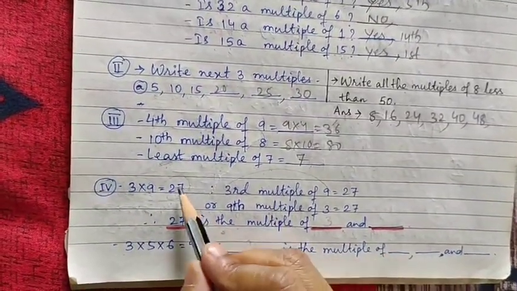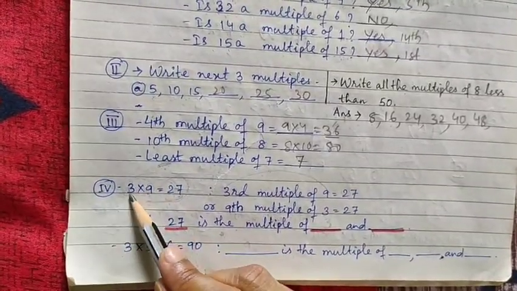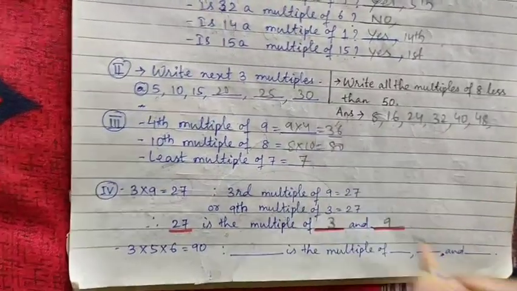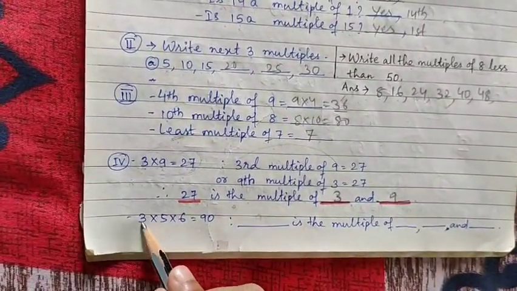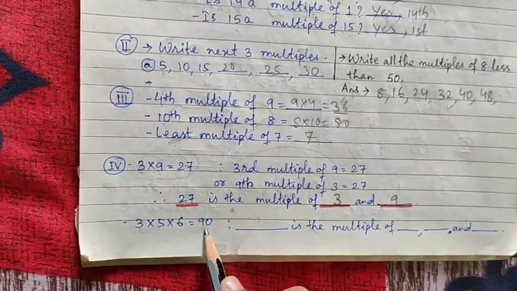27 किसका मल्टीपल है? 3 का भी है और 9 का भी है, क्योंकि 27 3 के टेबल में भी आता है, 9 के टेबल में भी आता है. So you will fill it by 3 and 9. Now if it is given 3 into 5 into 6 is 90. 3 5s are 15, 15 6 are 90.